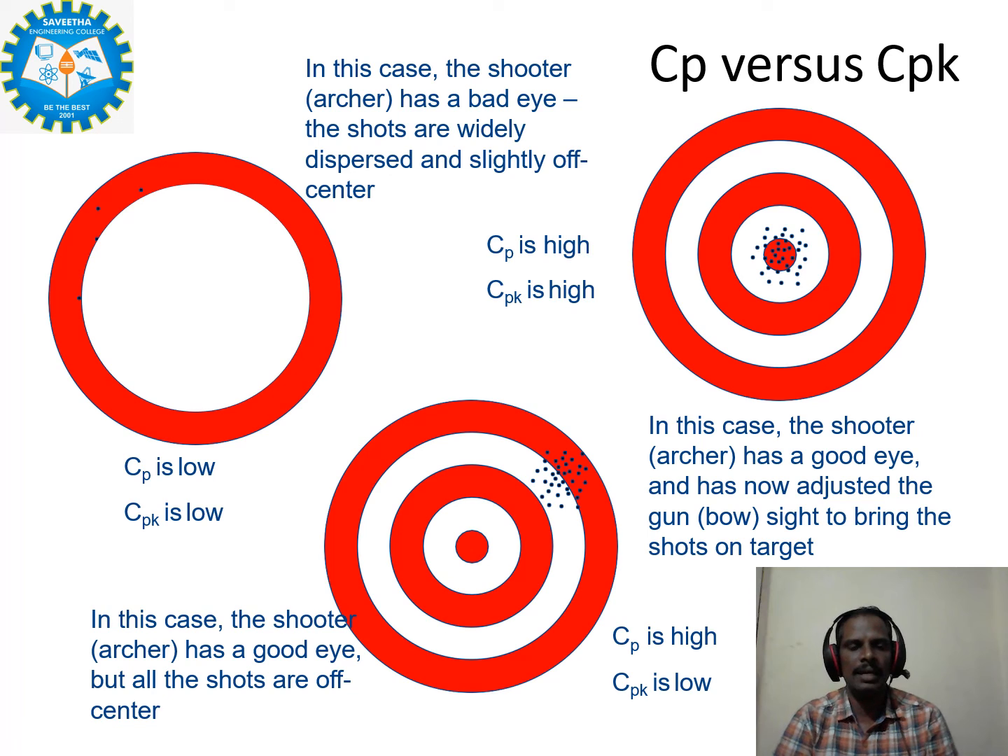So this diagram shows where Cp and Cpk values are low. The first graph, in the red round, indicates that the Cp value is low and the Cpk value is also low. In the second graph, the Cp value is high and the Cpk value is also high, which means the shooter is showing good aim and reaches the center values. So all the points are meeting the center values.